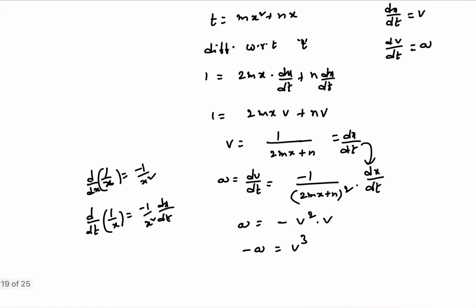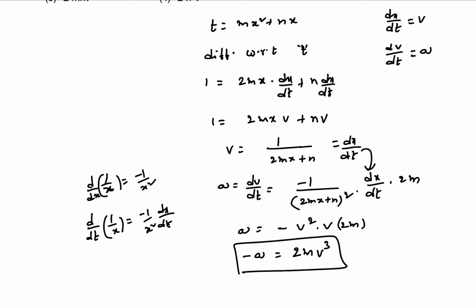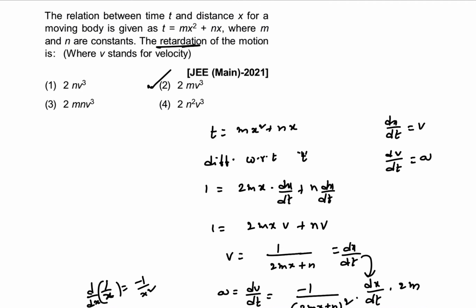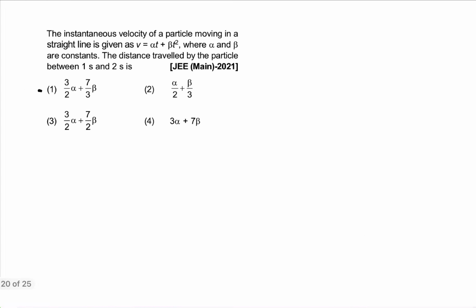So minus a is equal to v cube. They are asking how retardation is there. So one more thing I forgot, dx by dt into 2m also there, no? That 2m you write. So finally you can get the value, minus a value is equal to 2m into v cube. This is the required relation. So 2m into v cube.